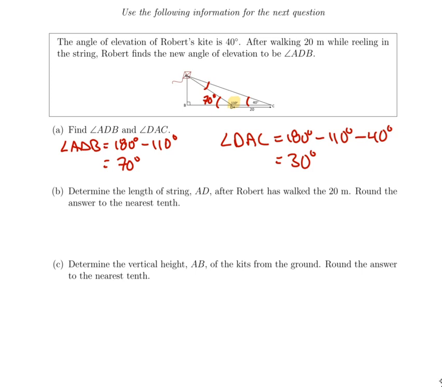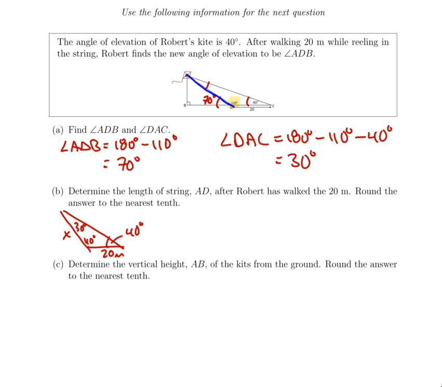Now the next question says determine the length of the string AD. So that's, and I'll draw a blue line here, we're looking at that right there. Determine the length of the string AD after Robert has walked 20 meters. Okay, so what we've got here is a triangle. I know that this is 30 degrees, this is 110 degrees, and this here is 40 degrees. I know that this is 20 meters, and I want to figure out what that side length is.